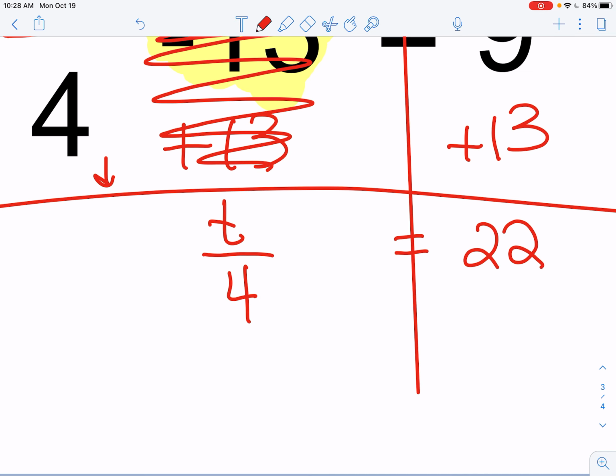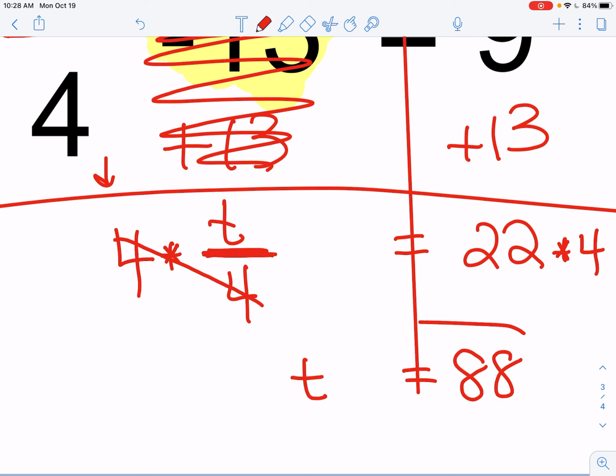We don't have a number in front of the variable this time, and we know that this fraction line means division, so in order to get rid of this 4, we would have to do the opposite operation, which is multiplying by 4. We have to do it to both sides of the equal sign, and then we get t equals 88.